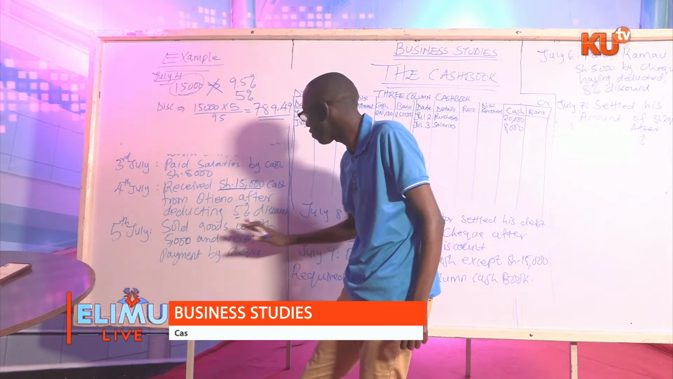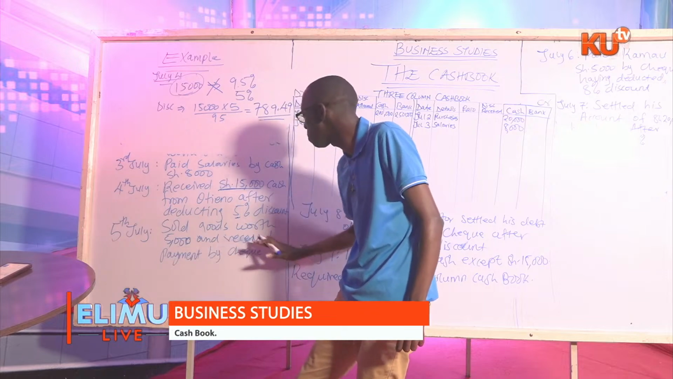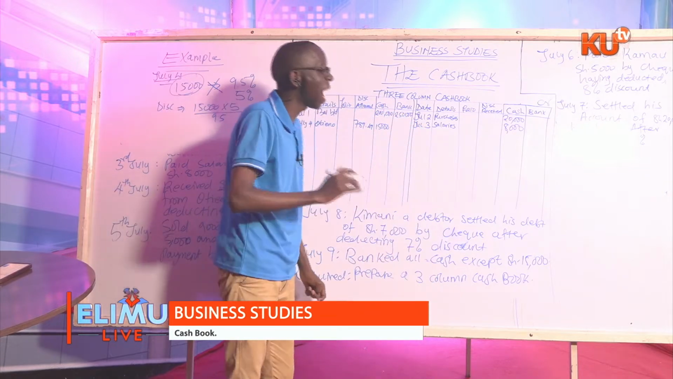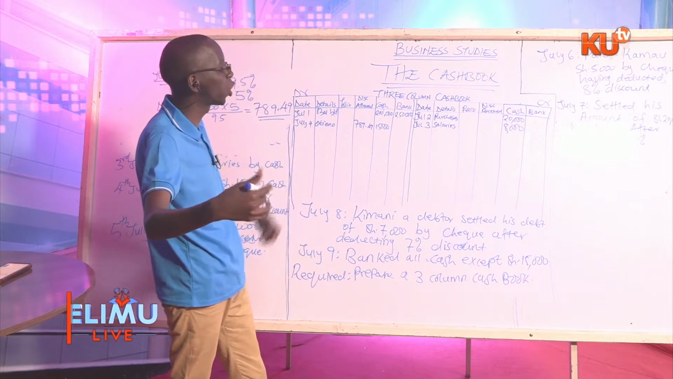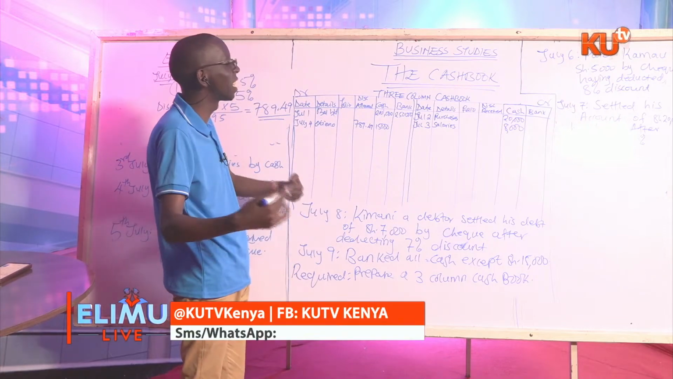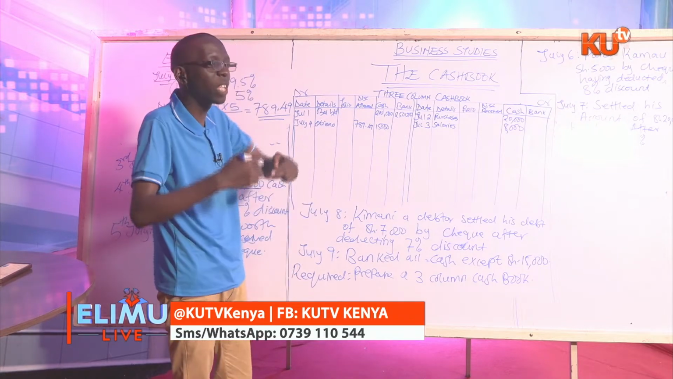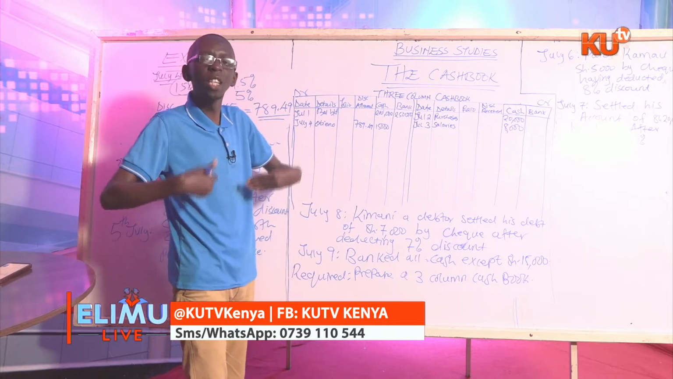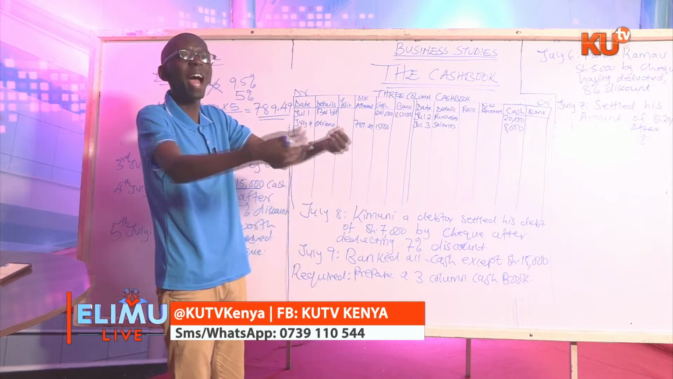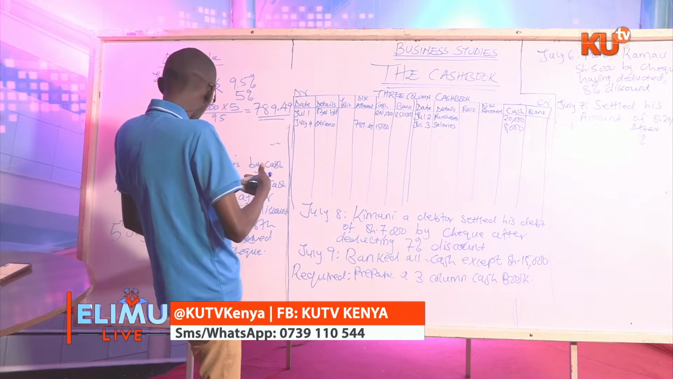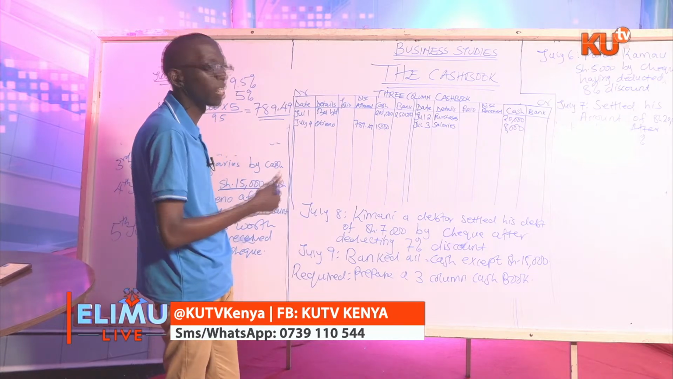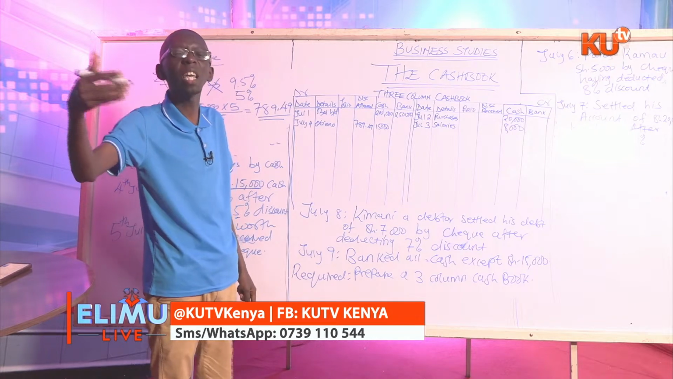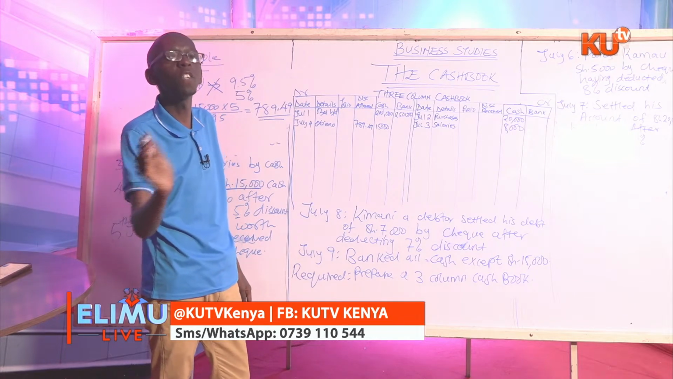Next statement, July 5. Sold goods worth 5,000 and received payment by check. It is an increase in bank. He sold goods. When you sell, you receive money. He sold goods and he was given a check of 5,000 shillings. So it is an increase in bank. Any transaction involving check, it involves bank.